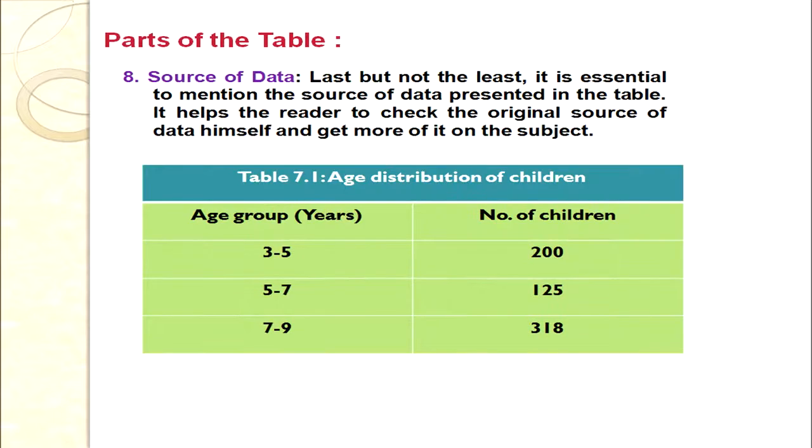Next, most important, source of data. I am making a table and have not written from where the data is being taken. No importance will be given to the table because originality could not be checked. So, source of data. It is essential to mention the source of data presented in the table. It helps the reader to check the original source of data himself and get more of it on the subject. So, if I want to know more, what am I going to do? I am going to look for that particular site or particular reference, log in, and I will get more information about that.